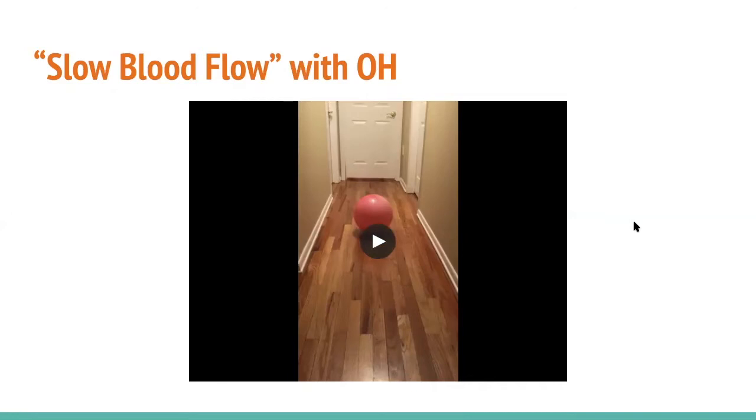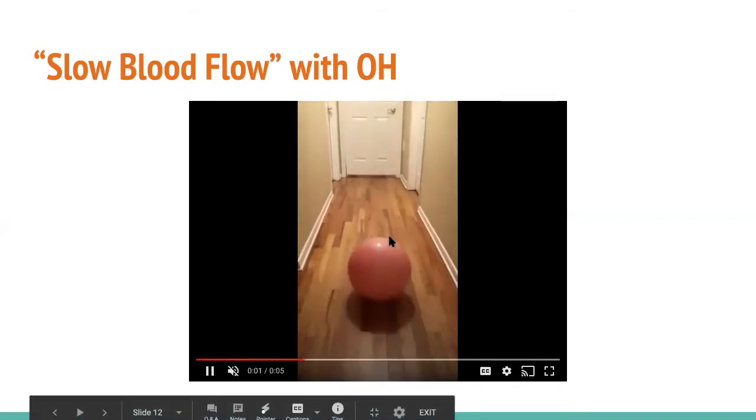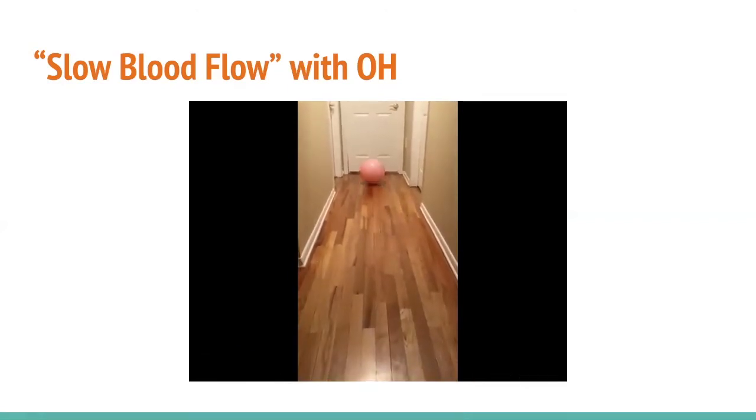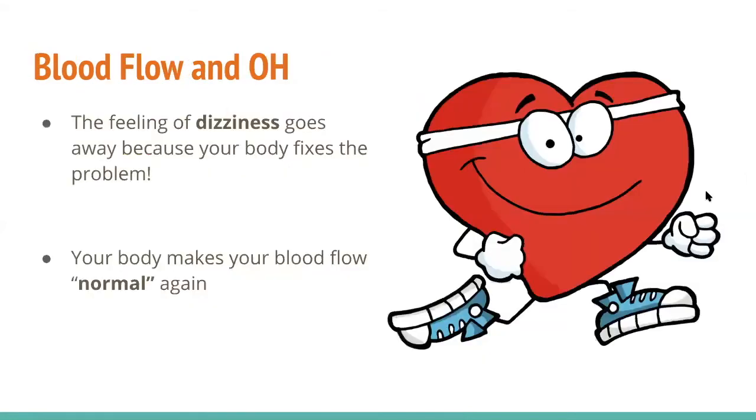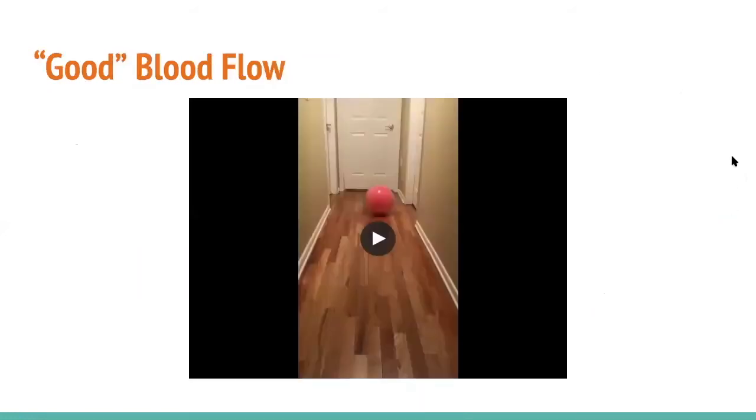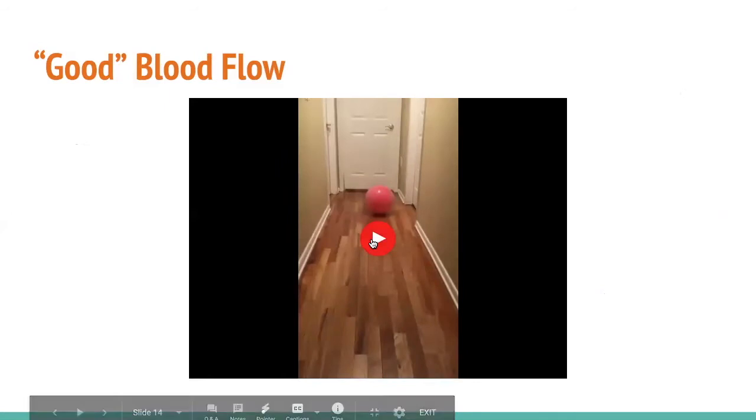So as you can see in this video, the blood is able to move down the tubes, like how Mike said, but it moves a little bit slower, making it hard for the blood to get to the different parts of your body. Now, the feeling of dizziness goes away because your body fixes this problem. Your body fixes it by making your blood flow normal again. Here is another video, like how Mike showed you, on what good blood flow should look like. As you can see, the blood is able to move down the tube at a normal speed.